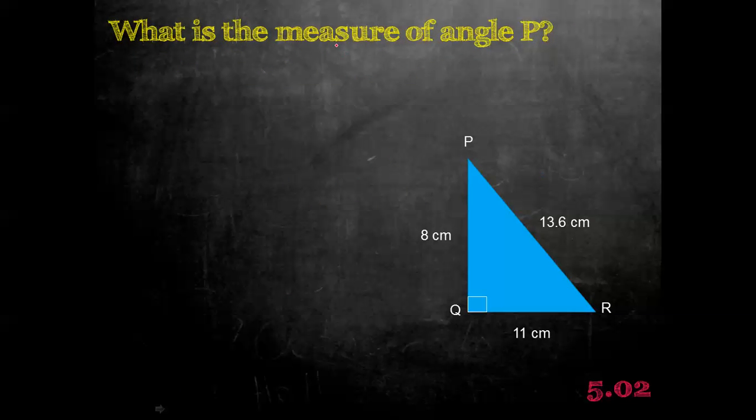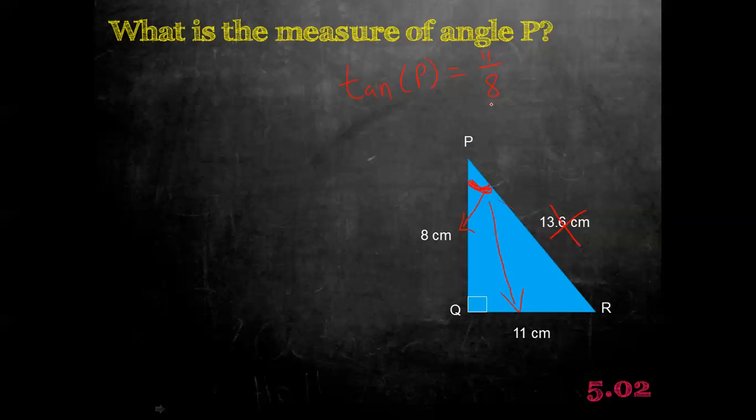All right, this one wants to know what is the measure of angle P. Now remember, for the tangent ratio, the tangent of angle P is going to be opposite over adjacent. The opposite would be 11. Remember, when we're talking about adjacent, we are not talking about the hypotenuse. The adjacent is the side that is next to the angle, but it's not the hypotenuse. So the adjacent side then is going to be 8.